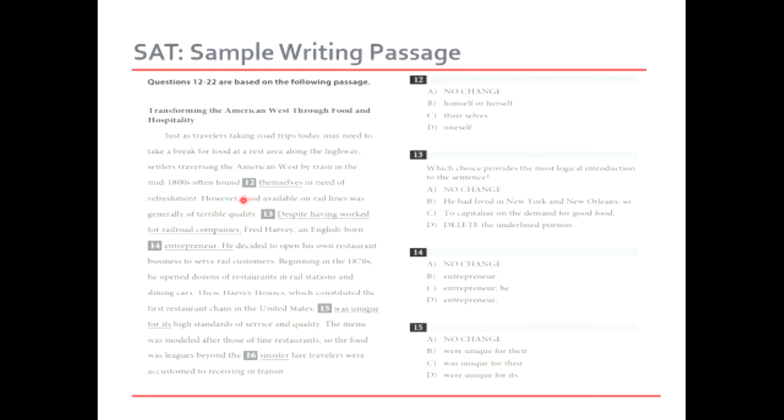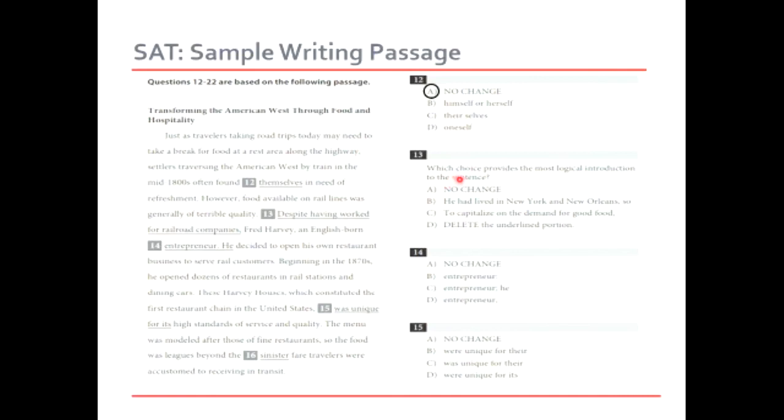I think when we are talking about travelers, and the subject has already been stated in the very first part of the sentence, just as travelers, and it has been mentioned. So if we use the word themselves for them, it makes sense. If we look at the other pronouns, himself or herself, it won't make sense. Their selves is not the right pronoun. Oneself, we are not talking about a singular subject, we're talking about travelers. So the right answer is going to be option A, no change.